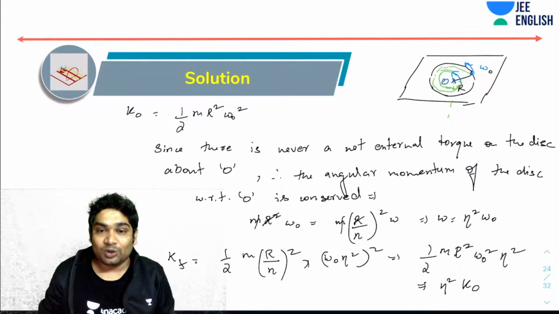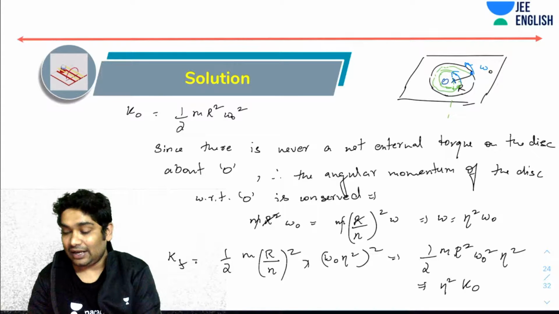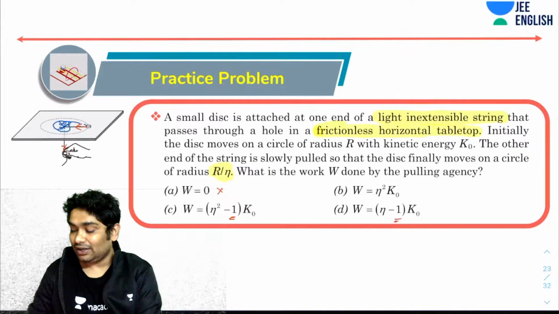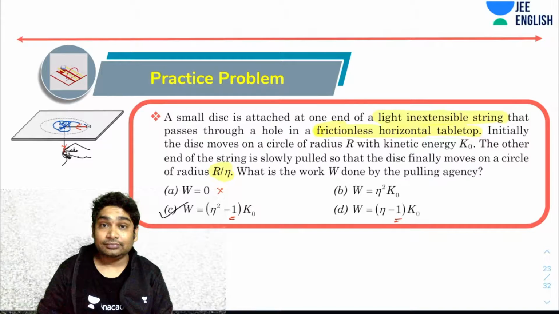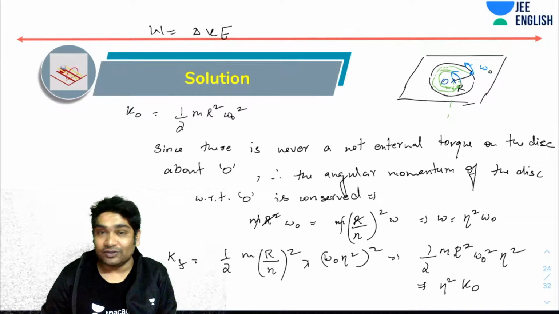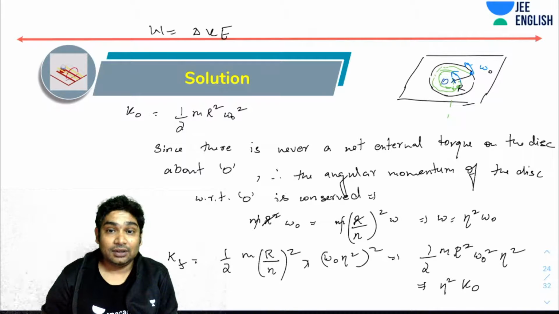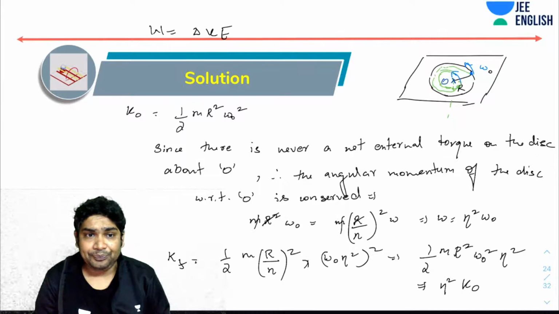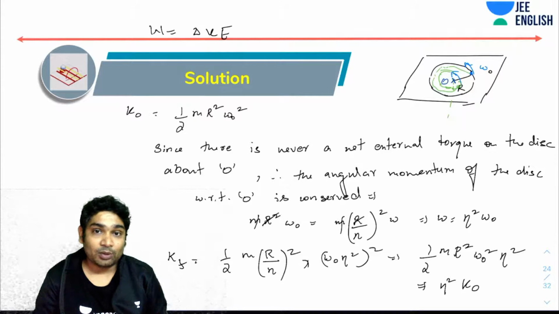Now all I need to do is apply the work energy theorem, and I can say work would be equal to delta KE. So delta KE is nothing but eta square minus 1 times K naught. So that would be the work required in pulling that string. I hope everybody followed this. All you had to do was apply angular momentum conservation and find out the value of the new energy.